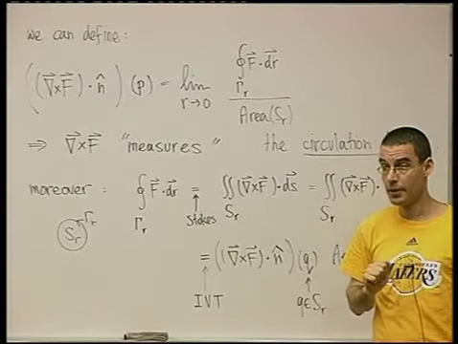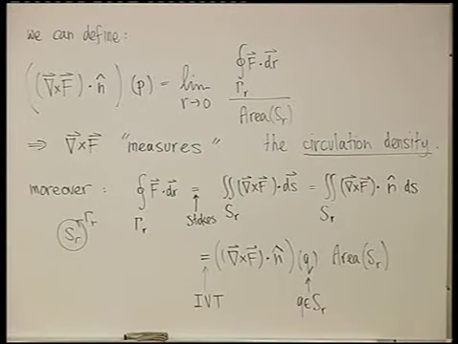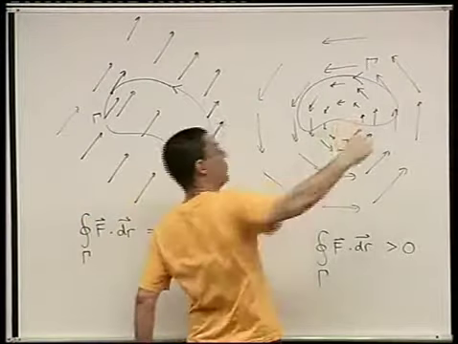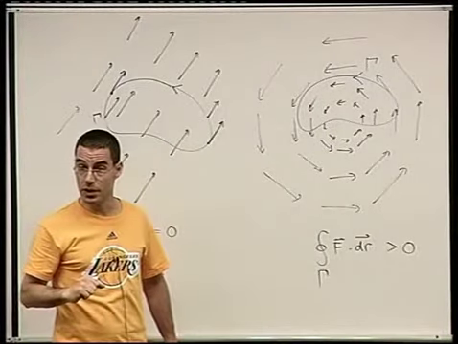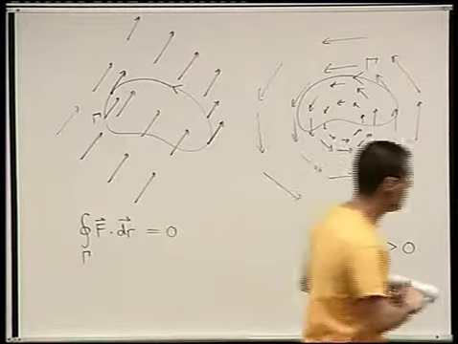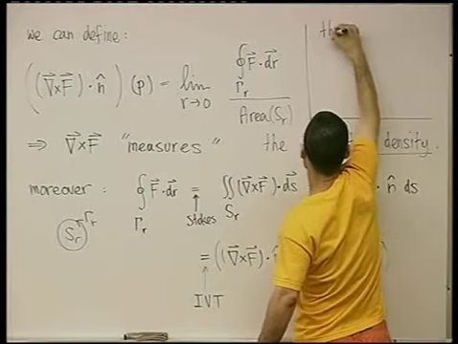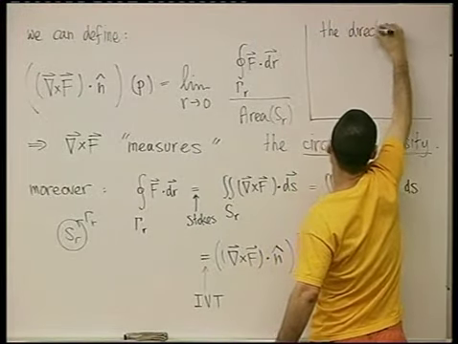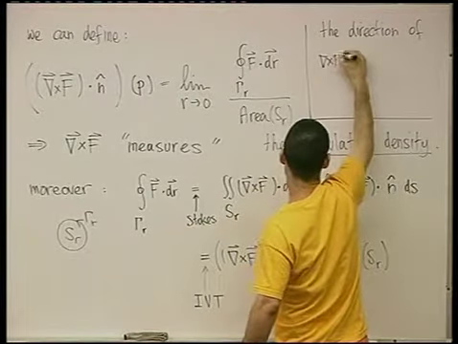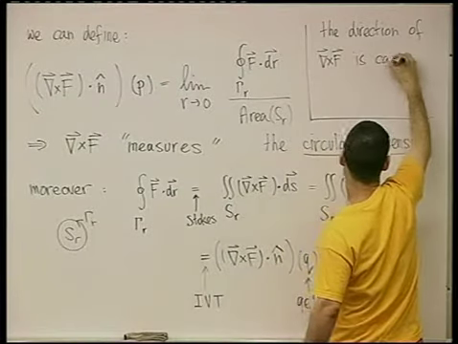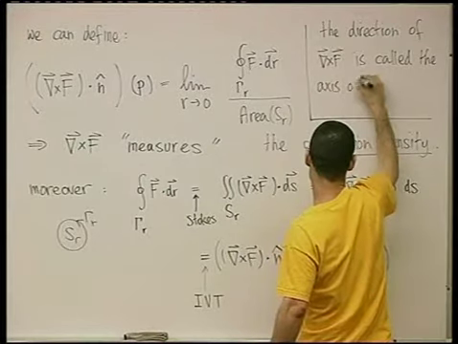That's what it's called. Okay, so if you look at this, it's kind of a two-dimensional field in this board, but the rotor would point this way. That's the axis of rotation along which things are going to rotate. Okay, so let's add that. So let's add it here. The direction of the curl is called the axis of rotation.